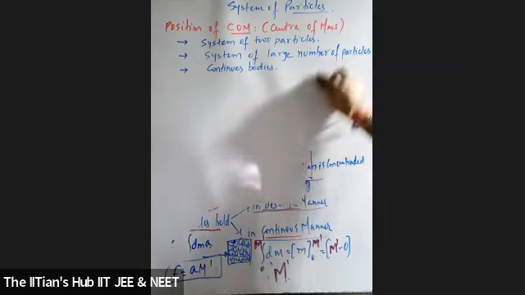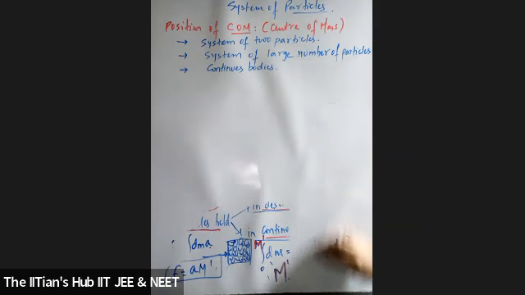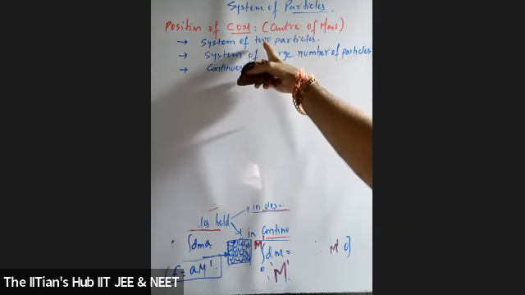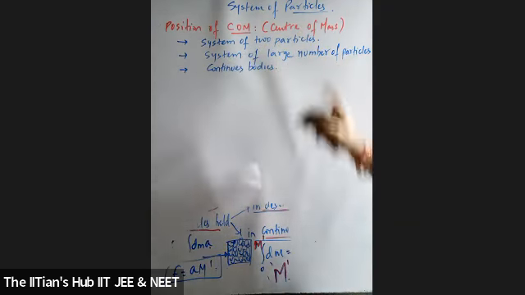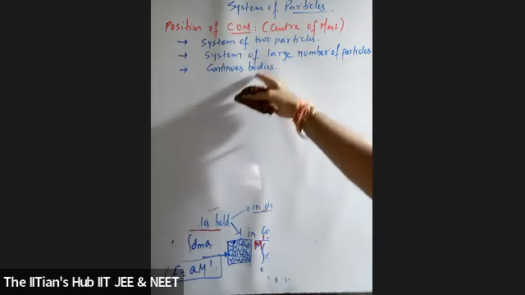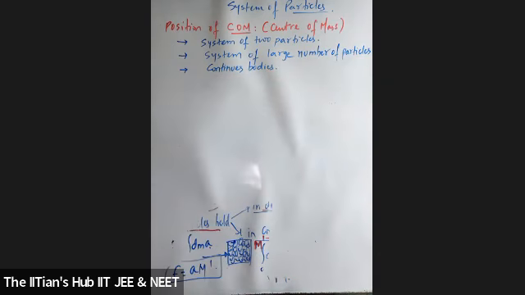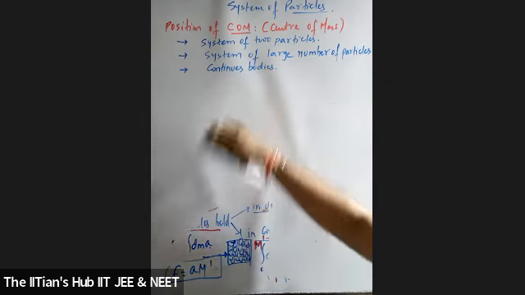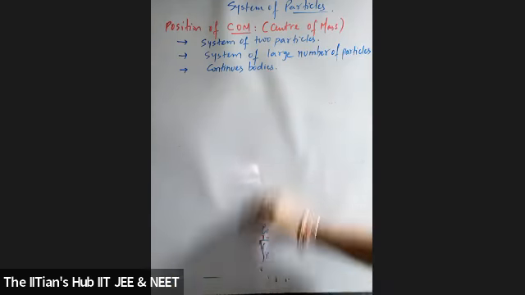Now, students, we will try to find out the position of center of mass for different objects. First of all, we'll go for center of mass for a system of 2 particles. Then we'll go for a system of a large number of particles, okay? Then we'll go for continuous bodies. Do you know what continuous bodies means? Continuous distribution of mass, students. That is continuous bodies we consider.